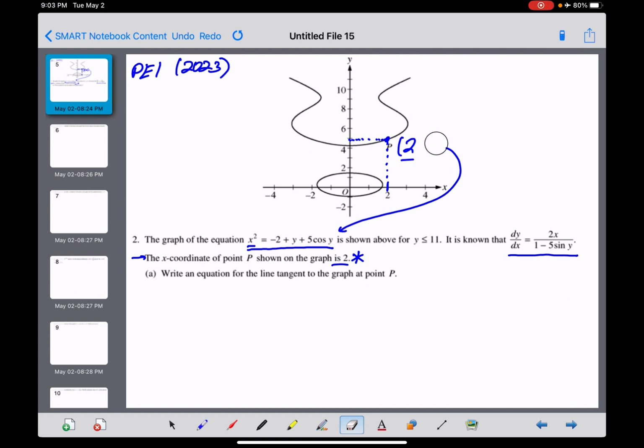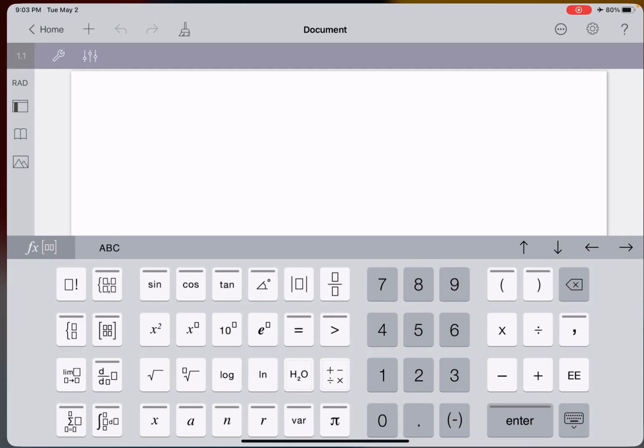So we're not going to assume that the y-coordinate here is 5. We'll leave that blank for right now and solve for y. But we do know the x-coordinate is 2. So 4 equals negative 2 plus y plus 5 times the cosine of y. And at this point, guys, I don't think there's any point trying to do this by hand. I am going to go to my calculator now and let it solve that equation for me.